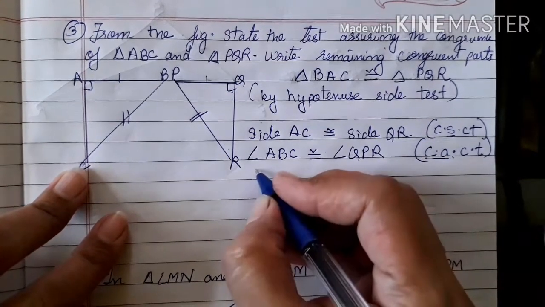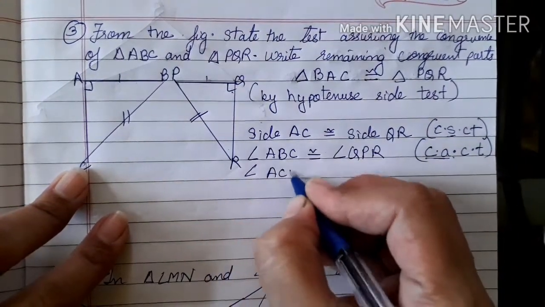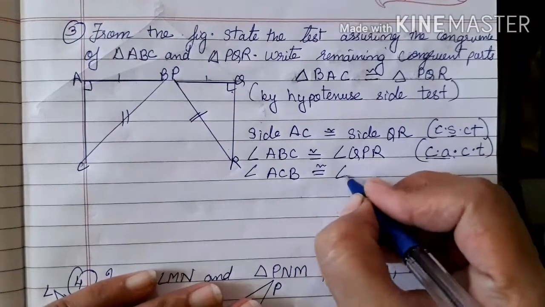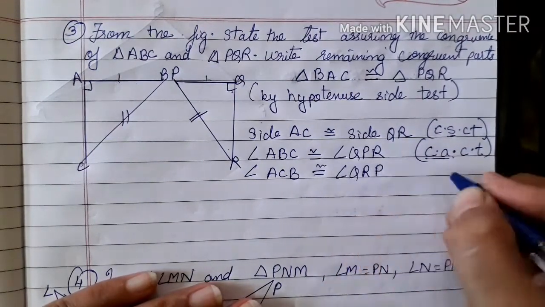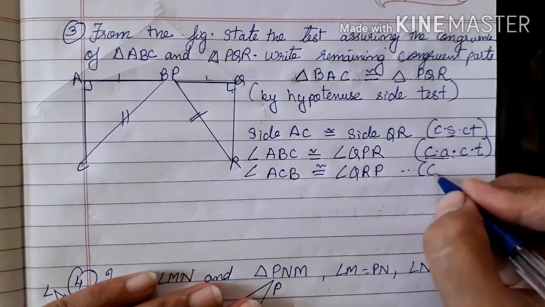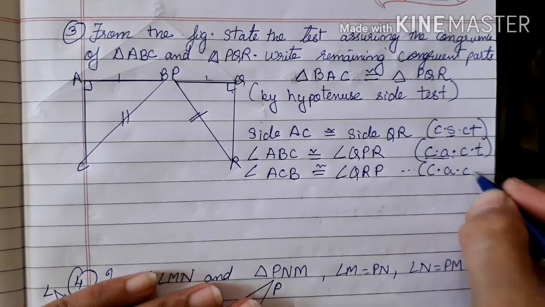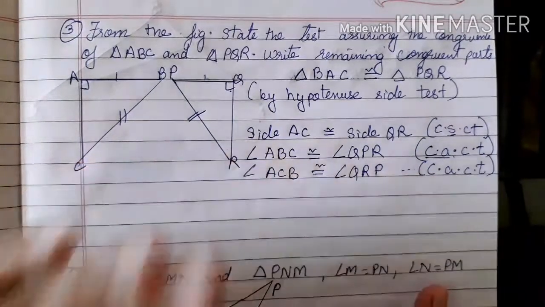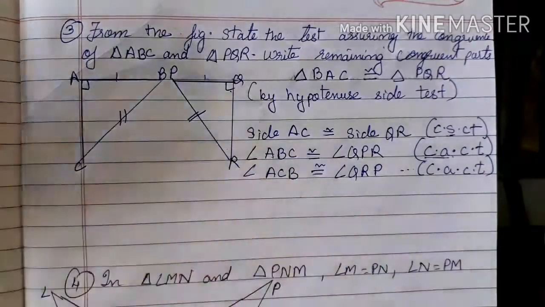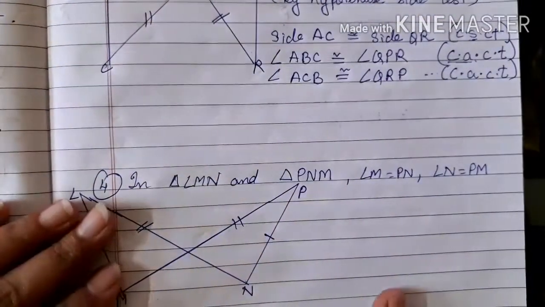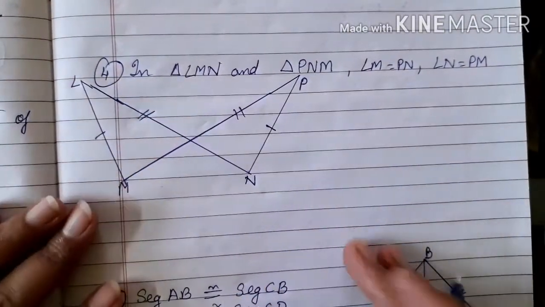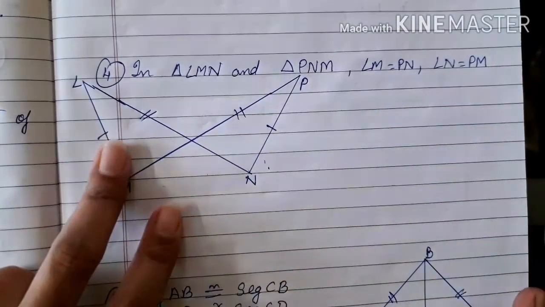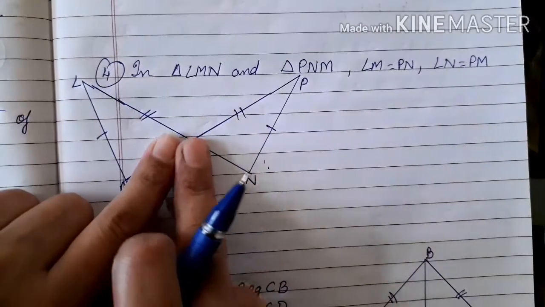The next that we are going to write is angle ACB is congruent to angle QRP. Again we have to give the reason, that is corresponding angles of congruent triangles. Got it? Here the question, here the answer ends. Okay, in this way you all have to write the congruent test in order to prove the triangles. Now, fourth question, this figure has been given to us. These are joined, but we can separate them.